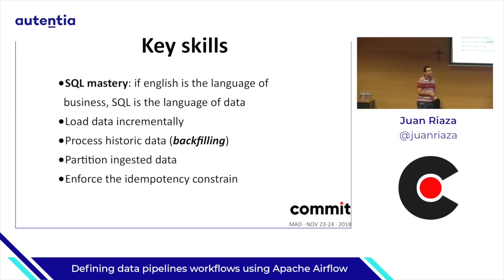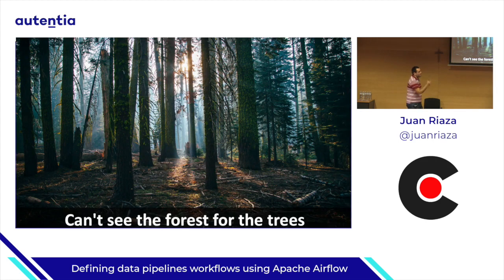Process historic data, that's called backfilling. Of course, we need to know about the term of partition. So we have to have partitions on our ingest data. If we do that, we pretty much enforce the idempotency constraint. And there's a really good phrase I like a lot: sometimes we can't see the forest for the trees.